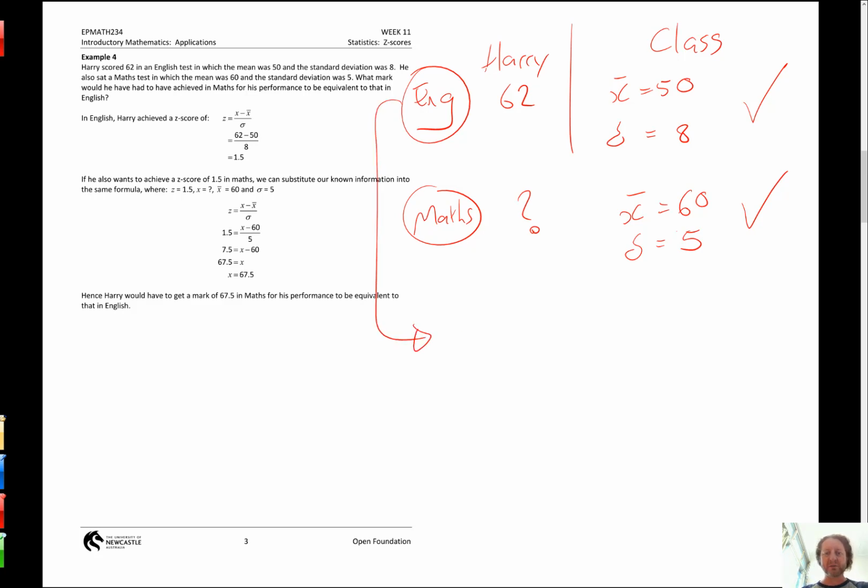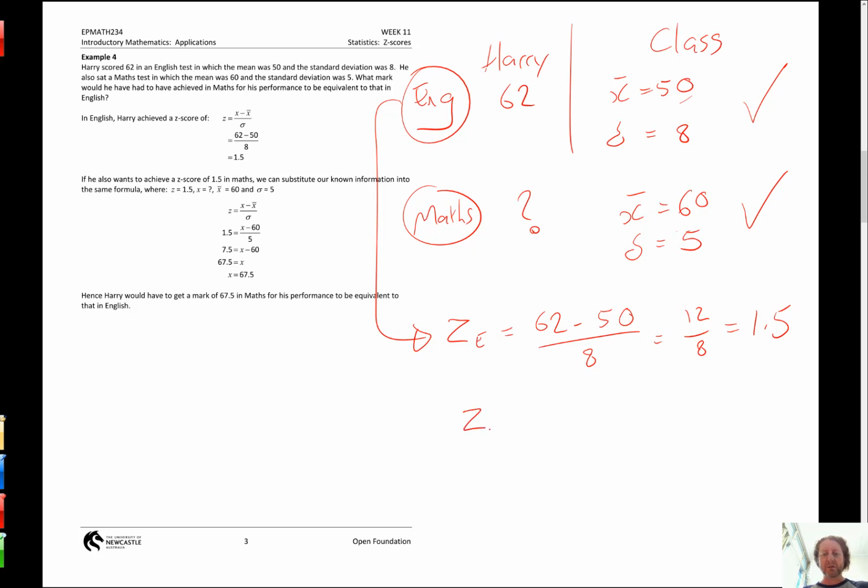It's happening off to our left as well. But my z-score for English would be the score he got, 62, minus the mean score, which is 50, divided by the standard deviation of 8, which is 12 on 8, which is 1.5. So he got a z-score of 1.5. Excellent stuff in English.